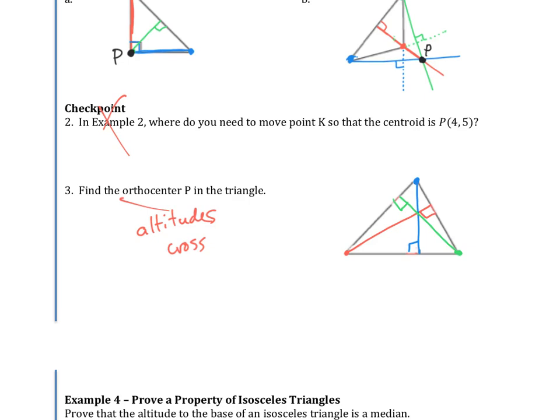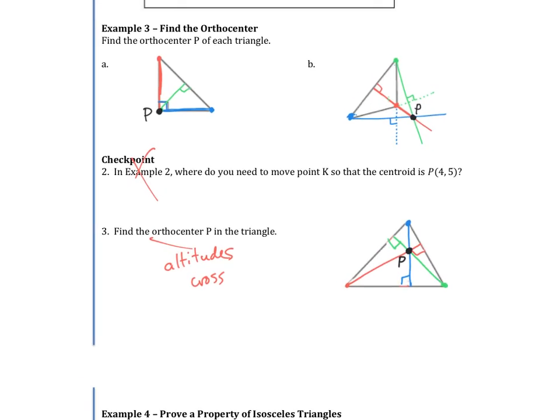So this time, the 3 altitudes all cross inside the triangle. So we have 3 examples there. The last one we just did, point P is inside our triangle. The first example we did, part A, P was on the triangle. And then part B, that P was on the outside of the triangle. So the point of concurrency, which is called the orthocenter, can be inside the triangle, outside the triangle, or on the triangle.